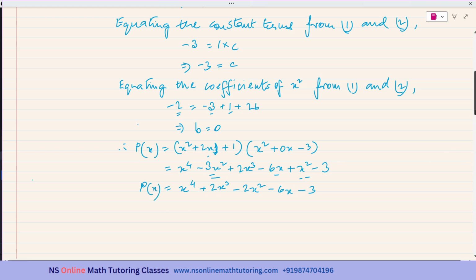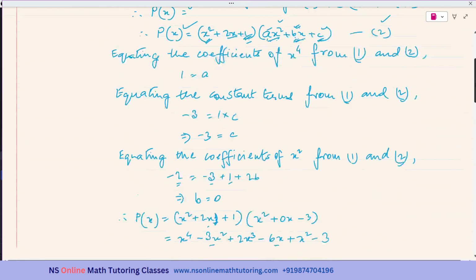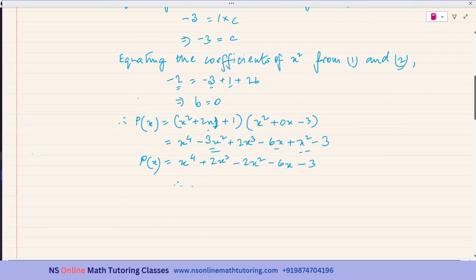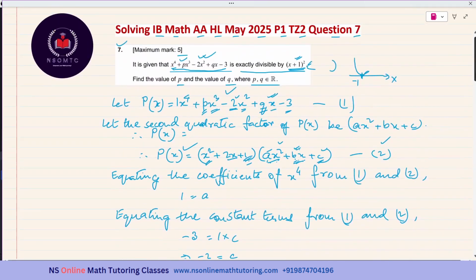Now you see, p was the coefficient of x cubed and q was the coefficient of x. Therefore, p is equal to 2 and q is equal to negative 6. So we have completely solved this question.